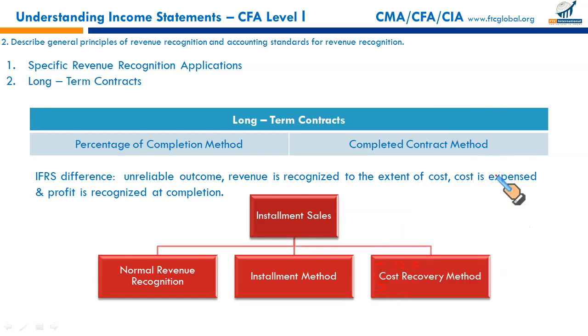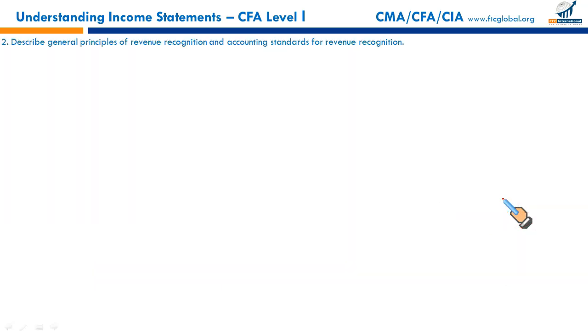Then finally, the third is cost recovery. No profit is recognized until the cost is recovered. Let's say the asset we are discussing has a cost of $210,000. We'll keep on collecting the money, debit cash, keep on collecting the money. Once the cost is recovered, any subsequent collection above 210 in year 2 or 3 will be considered as profit. This is called the cost recovery method. Fine. Next, we are still on the same reading.